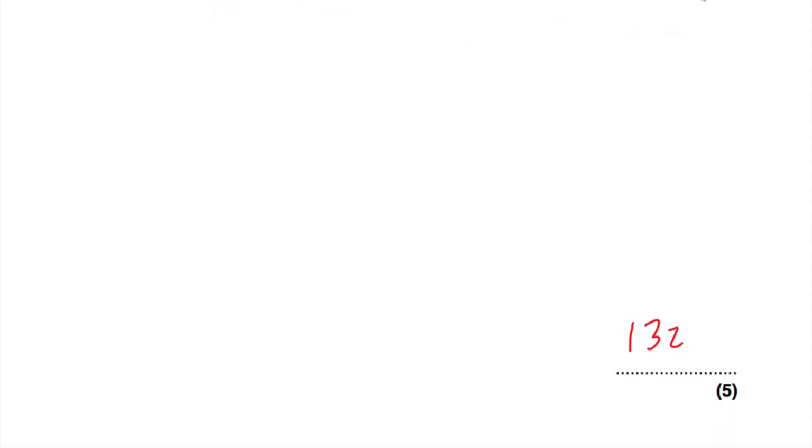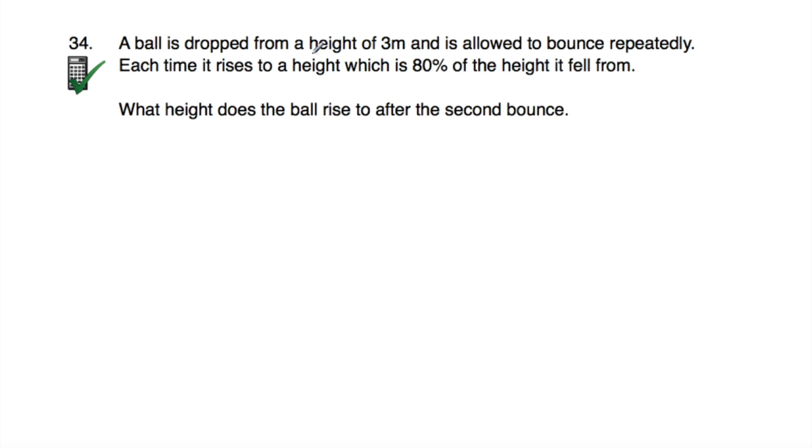Okay, let's look at our next question. Question number 34 says a ball is dropped from a height of 3 meters, which is 300 centimeters, and is allowed to bounce repeatedly. So it's just going to bounce, bounce, bounce, and so on. And each time it rises to a height which is 80% of the height from which it fell. The question says, what height does the ball rise to after the second bounce?